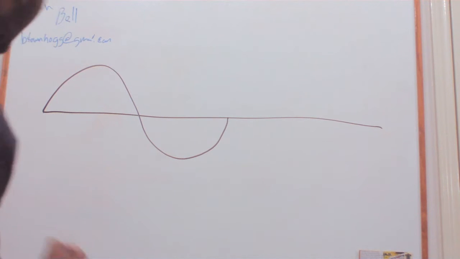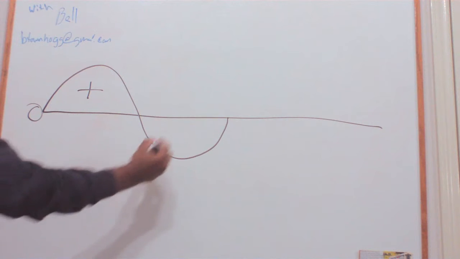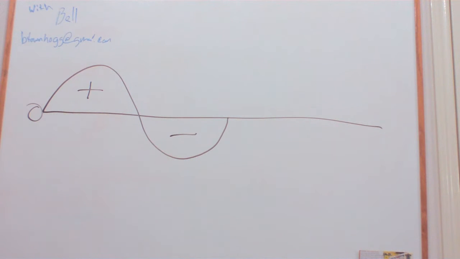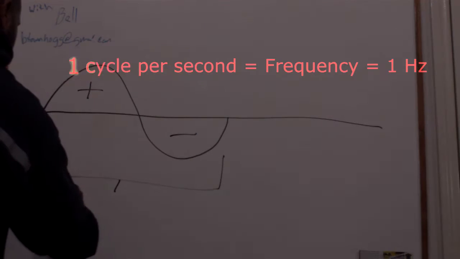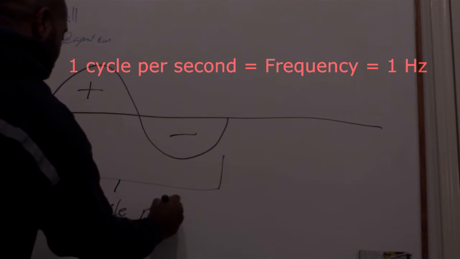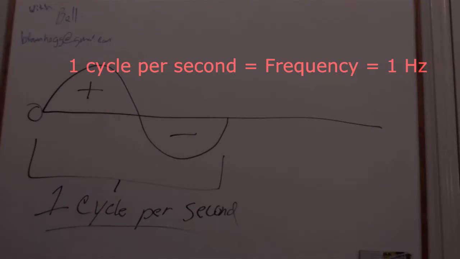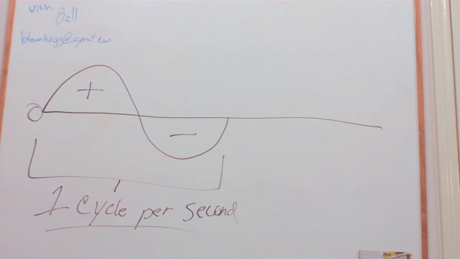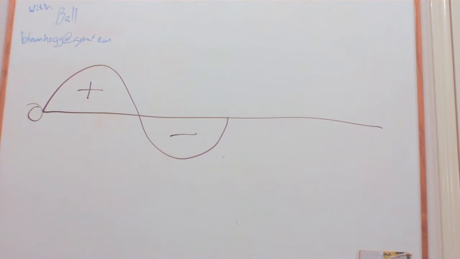As you see, this is the zero line, this is the positive, that's the negative. See the positive and the negative? That equals one cycle per second. As y'all probably can see, that's one cycle per second, feel me? All right, cool. So I'm going to erase that. Now, as you see, that was one cycle per second.